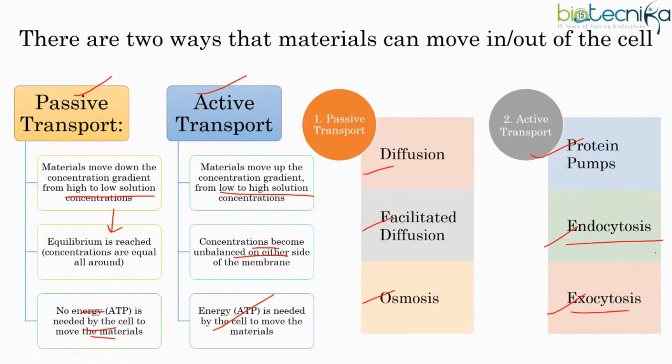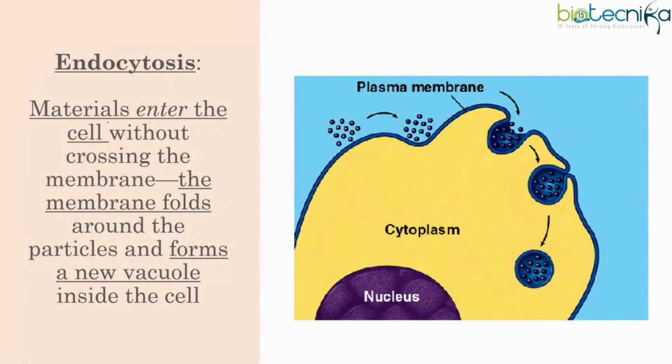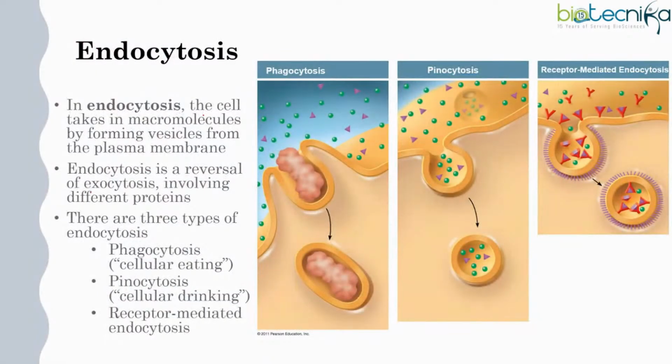I'll quickly tell you about endocytosis and exocytosis. Endocytosis means material enters the cell without crossing the membrane. So the membrane just folds like this, and the particles which are supposed to be taken come into a vacuole-like, vesicle-like structure, and they are brought into the cell. Endo means inside, cyto means cell. So in endocytosis the cell takes in macromolecules by forming vesicles from the plasma membrane. It's a reversal of exocytosis where molecules will move out. So three types of endocytosis are there. Phagocytosis, phago means eating, cellular eating, so some solid particles it will be taking inside.